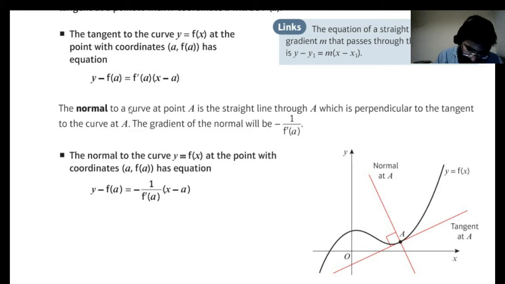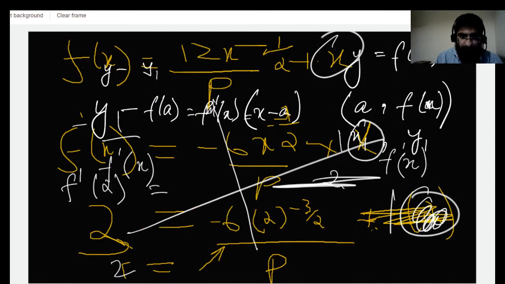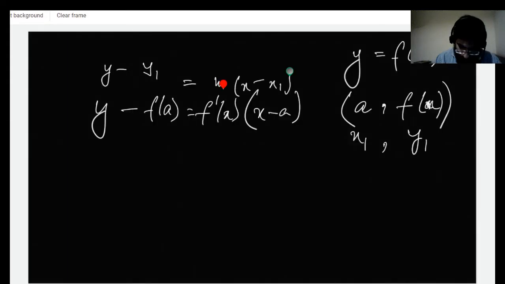This is using y minus y1 is equal to m times x minus x1. Got it? Okay, since the normal will also be passing through the same point, this point stays the same.